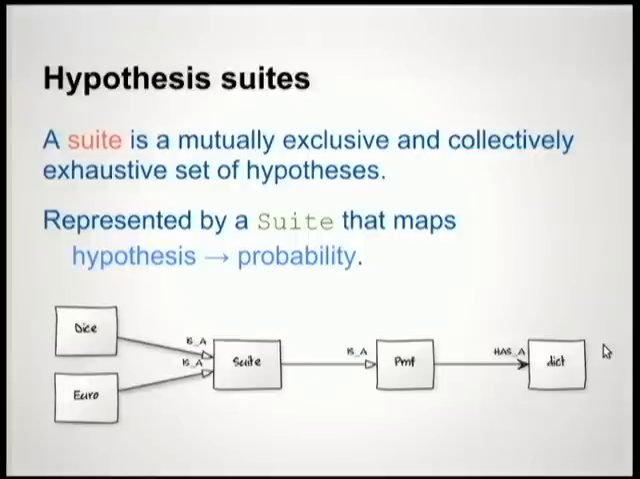Mutually exclusive means that if one of them is true, the others can't be true. And collectively exhaustive means that one of them has to be true. And if you take those two things together, what you conclude is that exactly one of them is true and all the others are false. The reason that that's a useful thing to assume is that their probabilities will add up to one. And that's a useful property. Again, we're going to use a PMF, so you can think of this as being a map from each hypothesis to its probability.